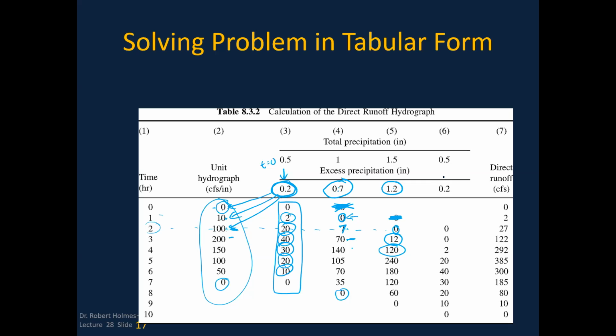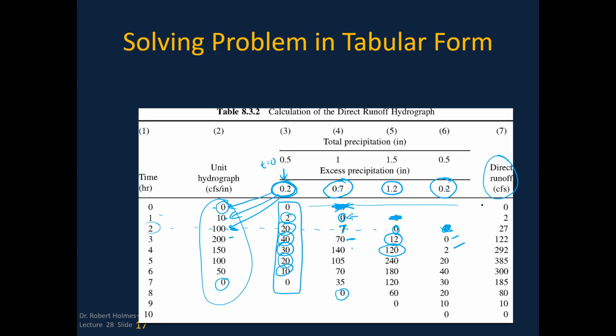And then I get to the fourth non-zero value. Again, I've lagged these. This is starting 3 hours in, zero right here. So that's 0.2 times zero, that gets entered there. 0.2 times 10, that gets entered there, et cetera. So now I've gone through and I've accounted for all my rainfall. Now all I need to do is go across the columns and add them up. And that becomes my direct runoff hydrograph.